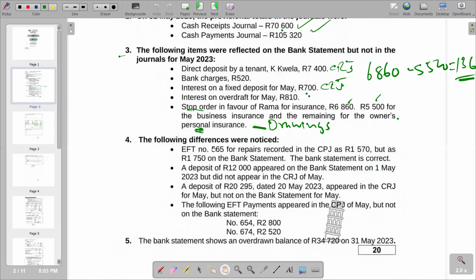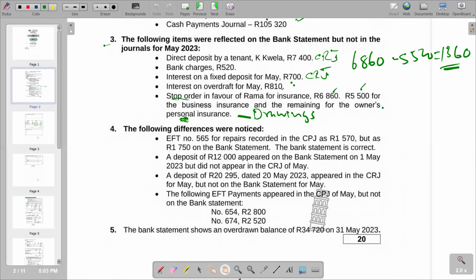We try to check again if there's anything that needs to be updated in the journals between cash receipt journal and cash payment journal. So the first item that we say is EFT number 58565 for repairs recorded in the cash payment journal is 1,570, but is 1,750 on the bank statement, and the bank statement is correct. So it's now clear that the bank statement is what is correct. The bank statement is correct means we are not going to enter anything in the bank reconciliation. Remember, if the bank statement is not correct, it means we have to correct it in the bank reconciliation. But if it's correct, it means the bank reconciliation statement is not going to be affected.